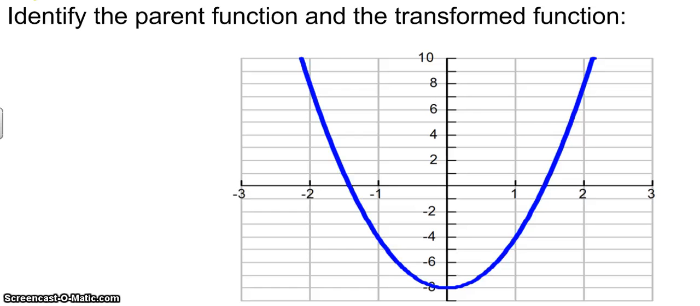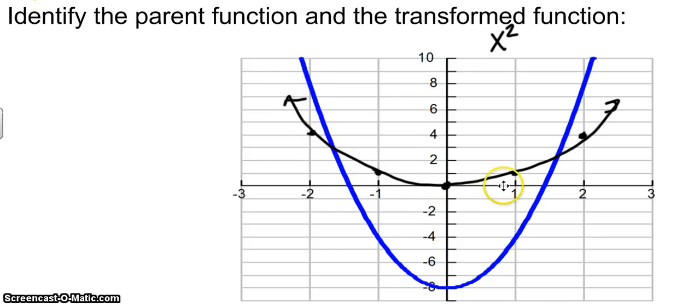Alright, this next one we're going to do kind of together, but you're going to do most of it on your own. It says identify the parent function and the transformed function. Well, first of all, I hope that you can see that this shape right here is a parabola. So our parent function is going to be x squared. And x squared, usually we go over 1 up 1, because 1 squared is 1, and over 2 up 4, because 2 squared is 4.